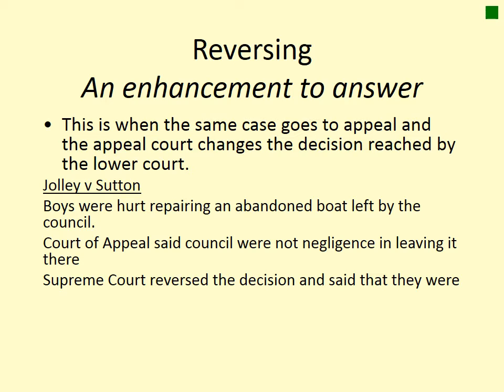So reversing is where the same case goes to appeal and the appeal court changes the decision reached by the lower court. This can be seen in a case called Jolley and Sutton. In this case, young boys found a boat which had been abandoned by the council, and they were hurt whilst trying to repair it. The Court of Appeal said that the council weren't negligent in leaving the boat there because it wasn't foreseeable that these boys would try to fix it. The Supreme Court reversed that decision and said that actually it was foreseeable. So reversing is when a decision is changed on appeal, so it's the same case.